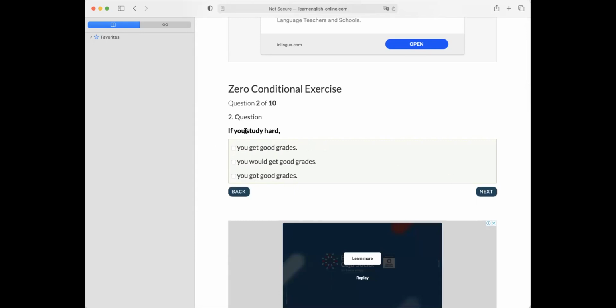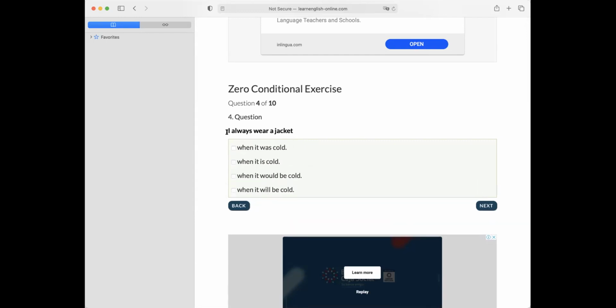If you study hard, si usted estudia fuerte, disciplinadamente, you get good grades, entonces obtiene buenas notas. You would get good grades, podría obtener buenas notas, so you got good grades. Usted obtuvo buenas notas. Of course, present simple tense. Next. When she works early, cuando ella trabaja temprano, she woke up early, she wake up early, she wakes up early. But remember that she is a third singular person, so we modify a little bit the verb, and this is the one that has S at the end of the verb, so this is the one I want.